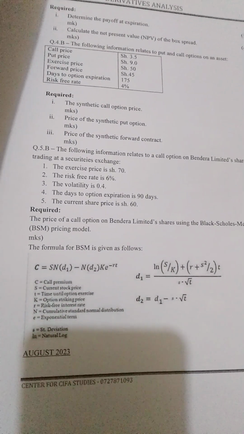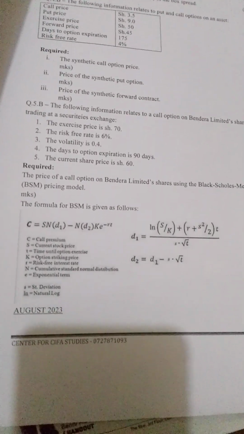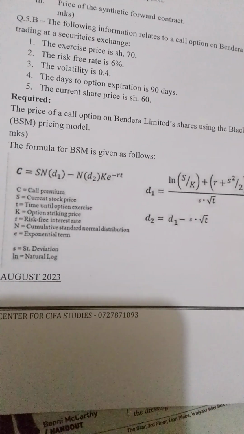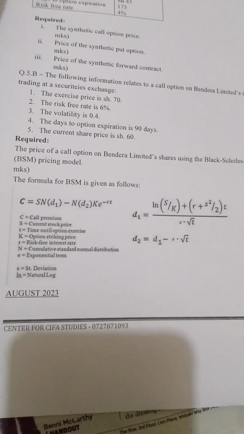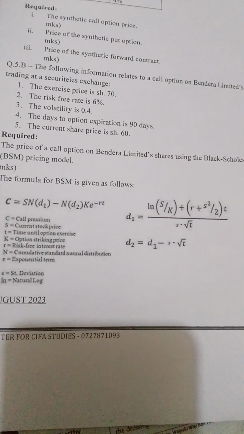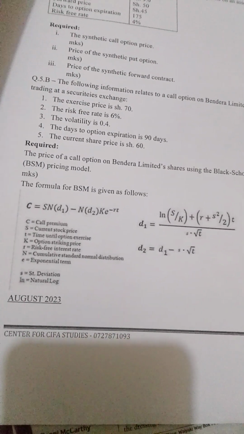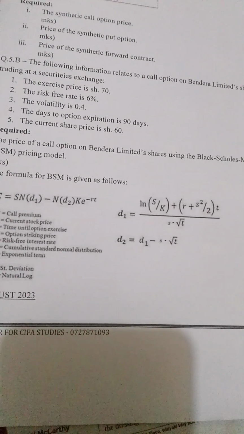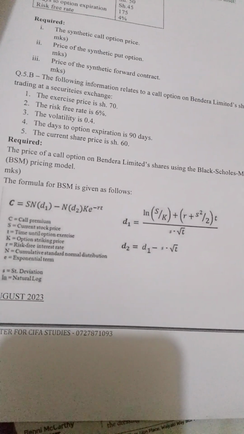The following information relates to a call option on Bendera Limited's shares trading at Securities Exchange. The exercise price is shillings 70. The risk-free rate is 6%. The volatility is 0.4. The days to option expiration is 90 days. The current share price is shillings 60. Required: the price of a call option on Bendera Limited's shares using the Black-Scholes-Merton pricing model.